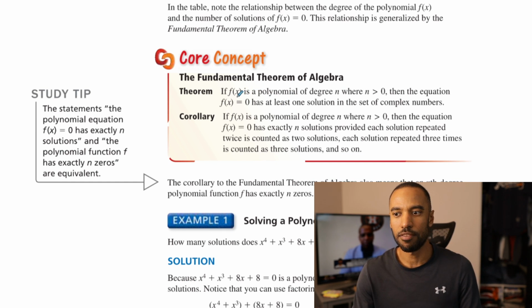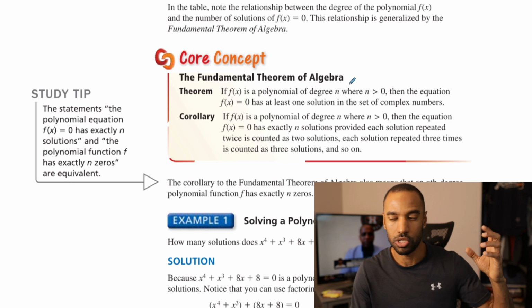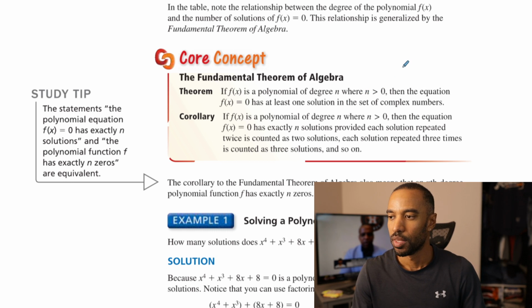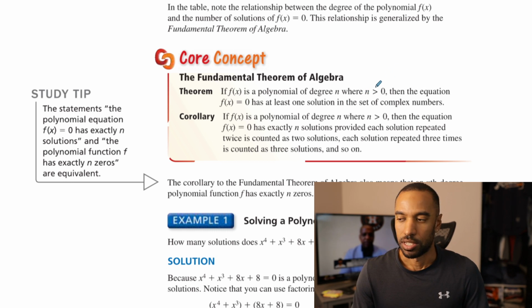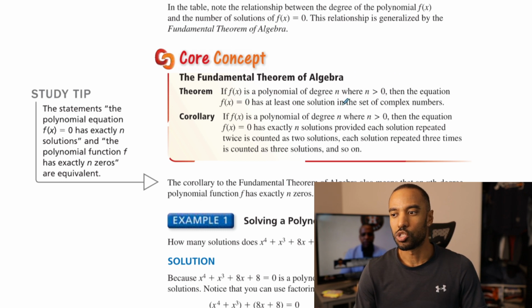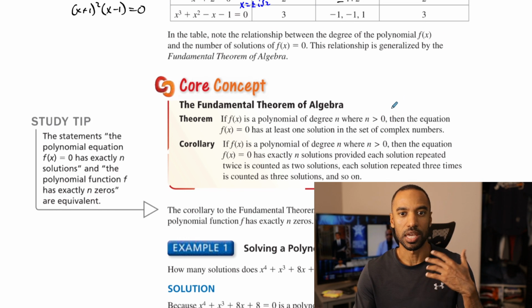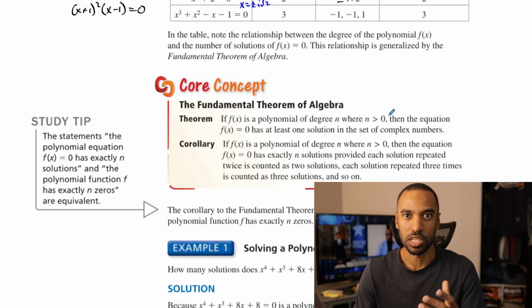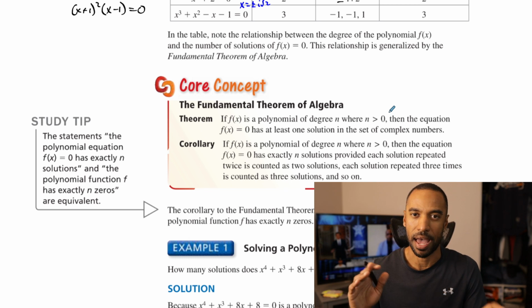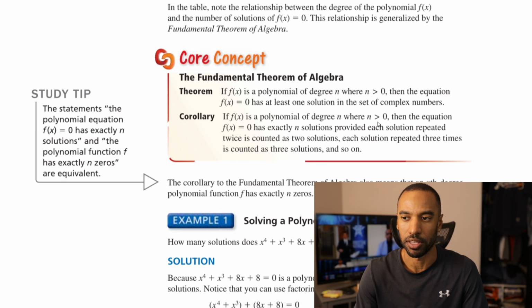The theorem states if you have a function that's a polynomial of degree n, meaning the largest degree, and it's greater than 0, meaning not a constant, something to solve x with, then the equation f of x equals 0 has at least one solution in the set of complex numbers. That means you are going to be able to solve something somewhere in any instance. You can find a value for x, real, imaginary, or otherwise, so long as it's a polynomial. You will cross the x-axis somewhere, basically, is the way we're saying it.